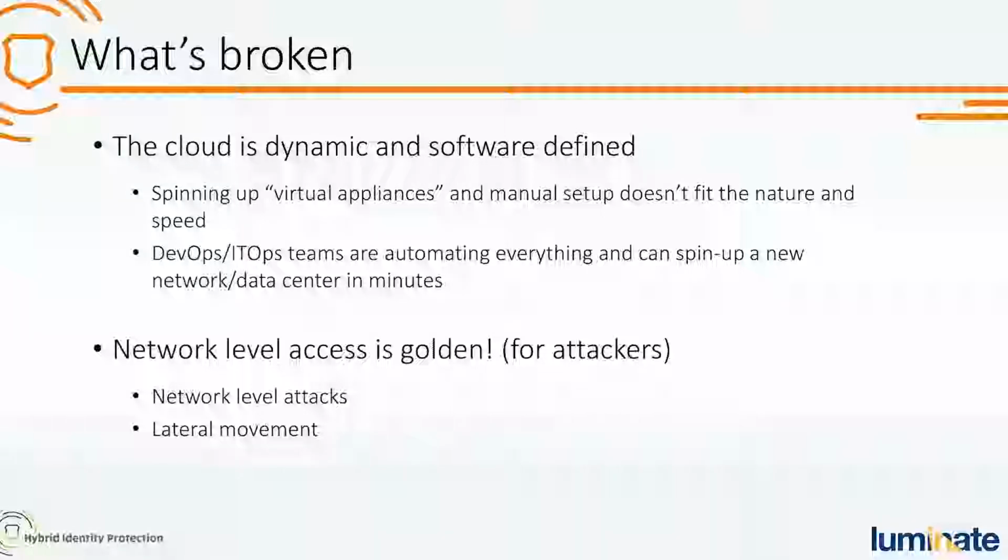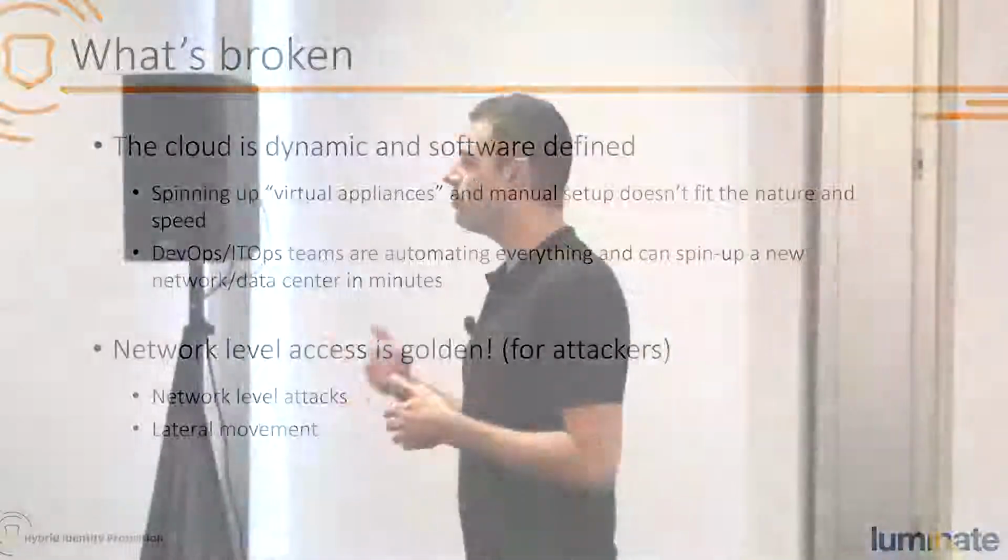So what's broken? First of all, one of the goals of the cloud is the agility and how dynamic it is. So DevOps teams, IT ops teams, they can actually spin up entire data centers in a matter of minutes. Seriously, everything is API driven. You have solutions like Terraform. You can actually go and implement an entire data center in a single configuration script, and that's it. Seriously, it takes minutes.